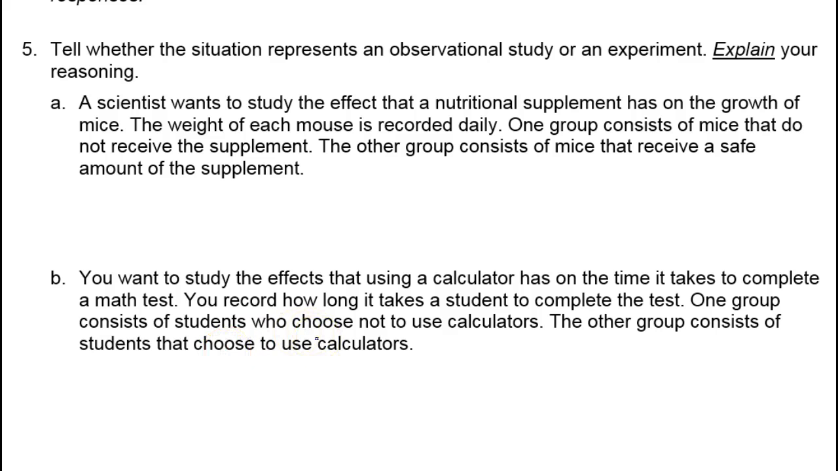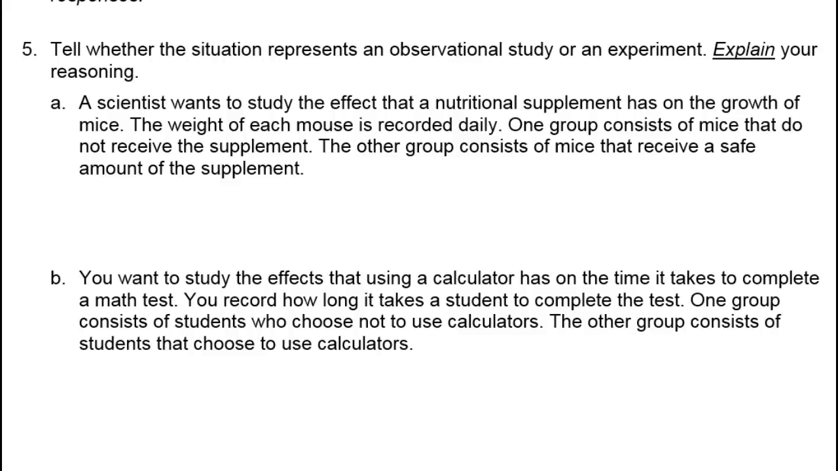Okay, so let me read you this story. A scientist wants to study the effect that a nutritional supplement, like a vitamin, has on the growth of mice. So it's like an animal vitamin. The weight of each mouse is recorded daily. One group consists of mice that do not receive the supplement. They don't get the vitamin. The other group of mice do get the supplement. One group gets the vitamin, the other group doesn't.